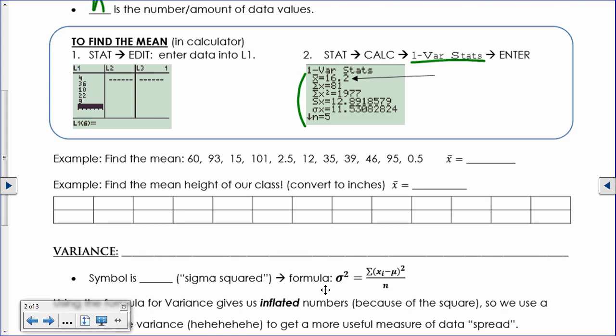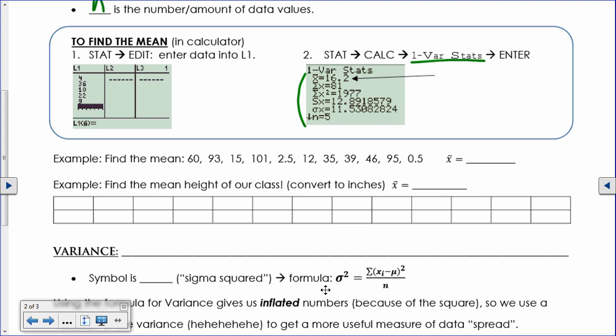Remember, the symbol for the mean is x bar. That's the first option there, 16.2. We found that when we did it by hand, and your calculator can do it for you. It gives you the sum, the sigma x, which just tells you all the x values added together. So if you wanted to know what these were added together, that's 81.